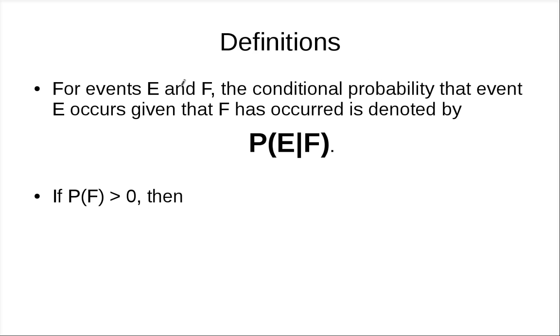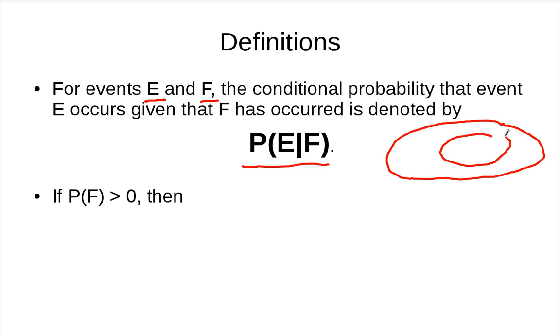So if we have events E and F, the conditional probability that event E occurs, given that F has occurred, is denoted by this. Suppose we have a sample space and two events, E and F. So this is E, and this is F. And you know that, for some reason, you have figured out that only the outcomes that occur lie inside this set F.